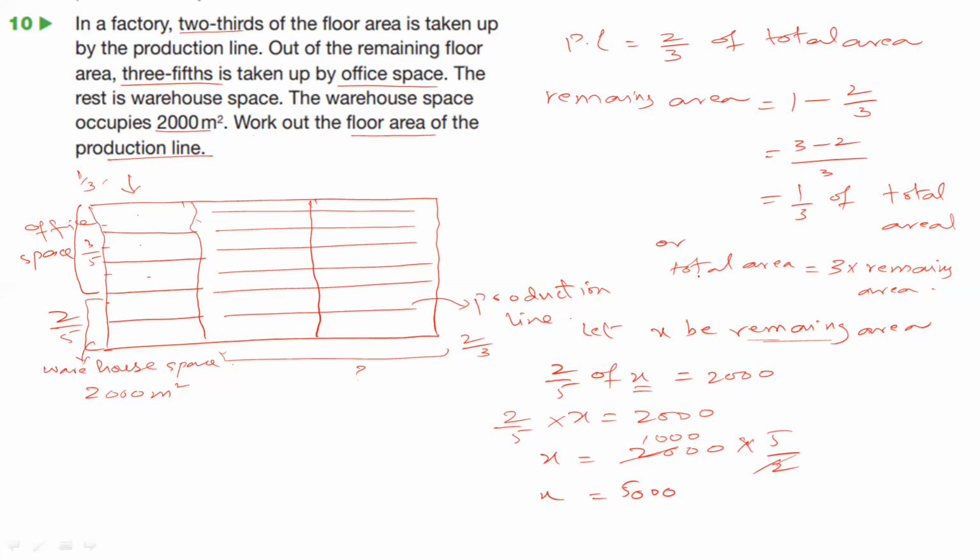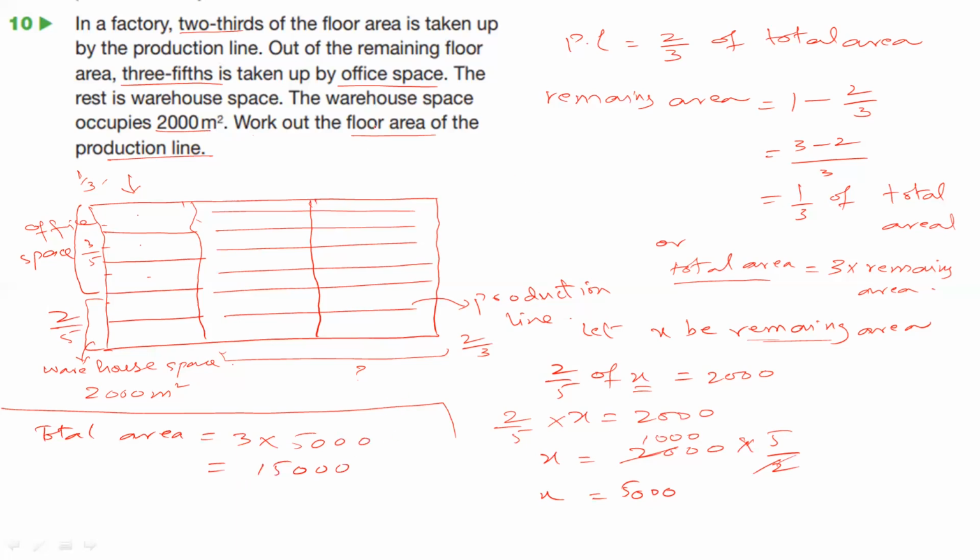But we need to know first of all the total area. So total area is equal to 3 times the remaining area. We write here total area, 3 times the remaining area. So this is 5,000, and this becomes 15,000 altogether.